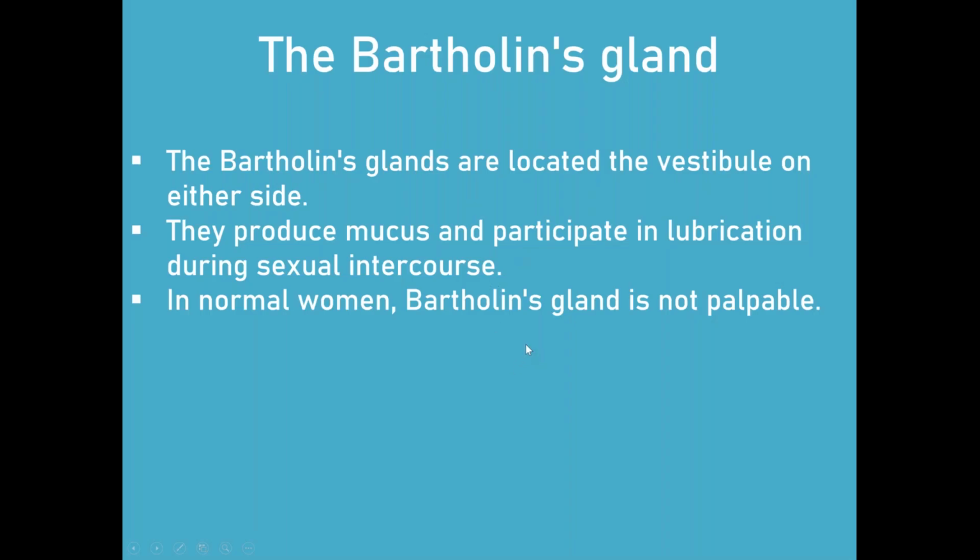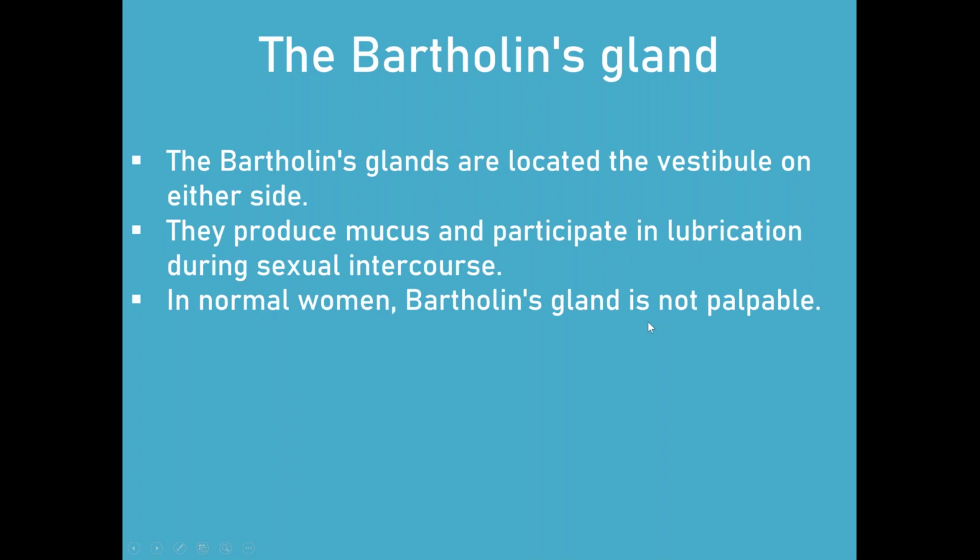So what about the Bartholin gland? Bartholin glands are located in the vestibule on either side. They produce mucus and participate in lubrication during sexual intercourse. So it is very important in sexual intercourse because it produces mucus and participates in lubrication during sexual intercourse.